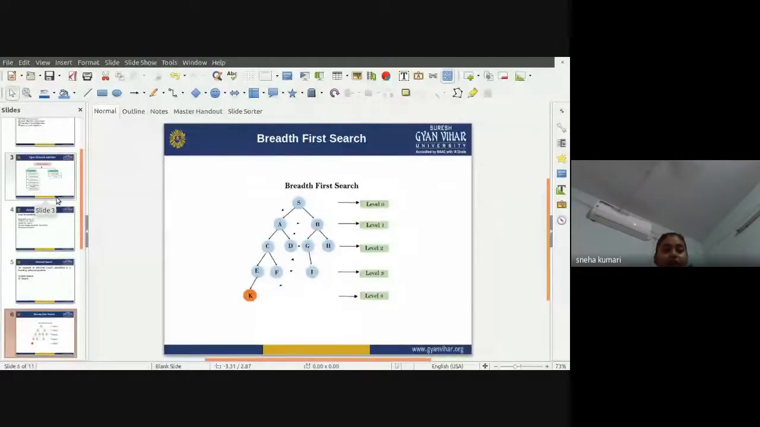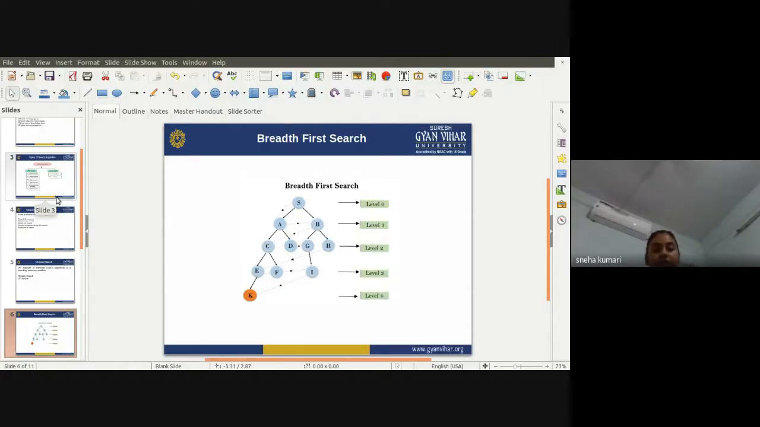So see, the time complexity of the BFS algorithm can be obtained from the number of nodes traversed in BFS until the shallowest node, where D is the depth of the shallowest solution and B is the branching factor of every state. So the time complexity is T(D) = 1 + B + B squared + B cubed + and so on up to B to the power D.